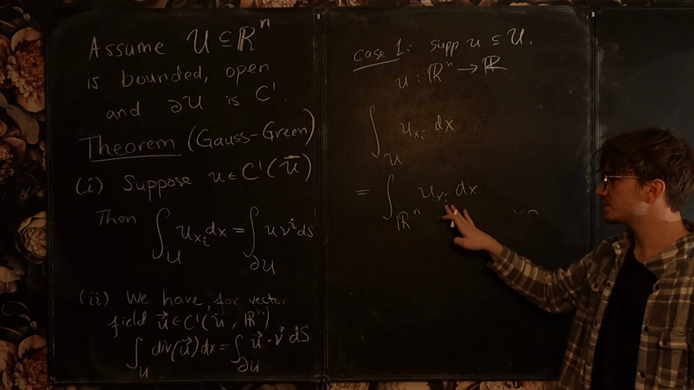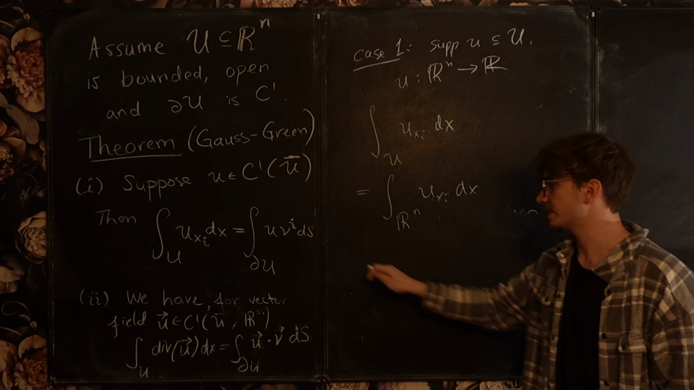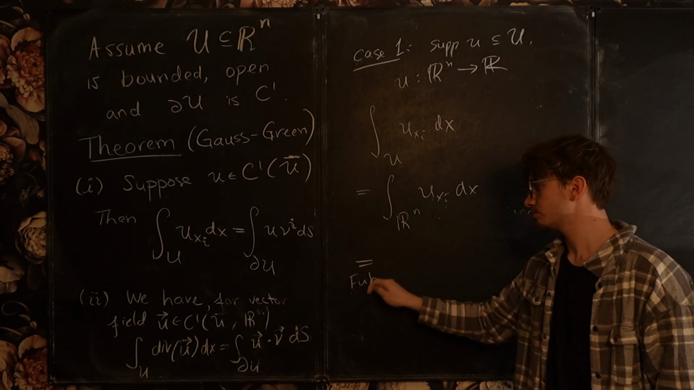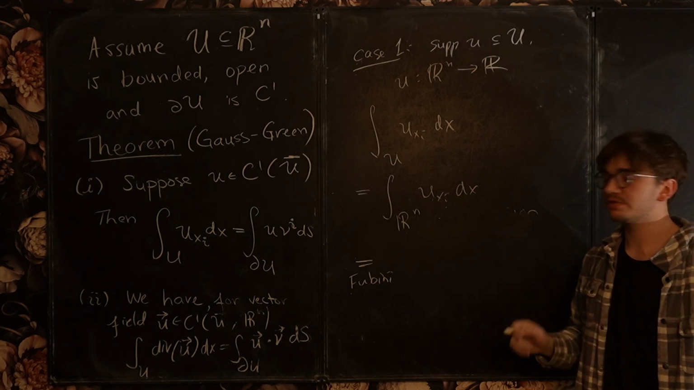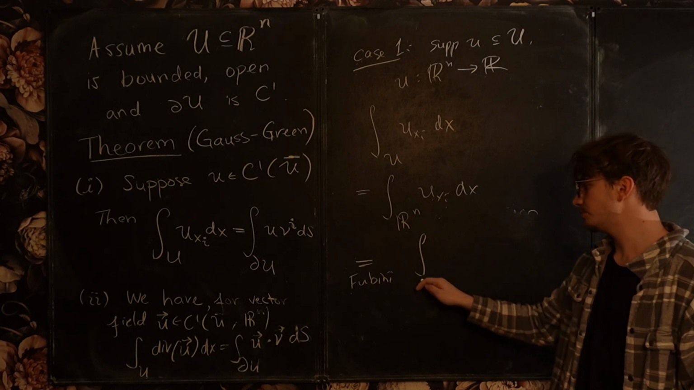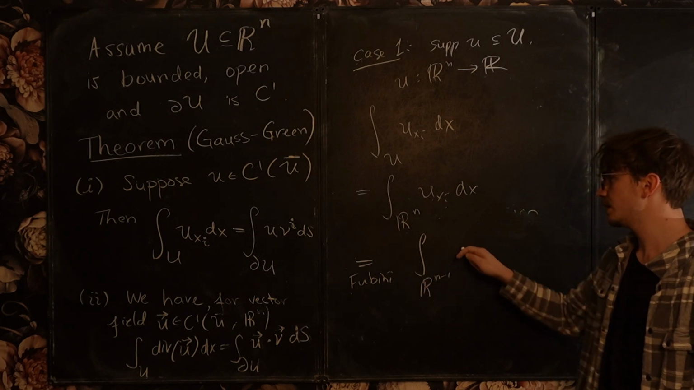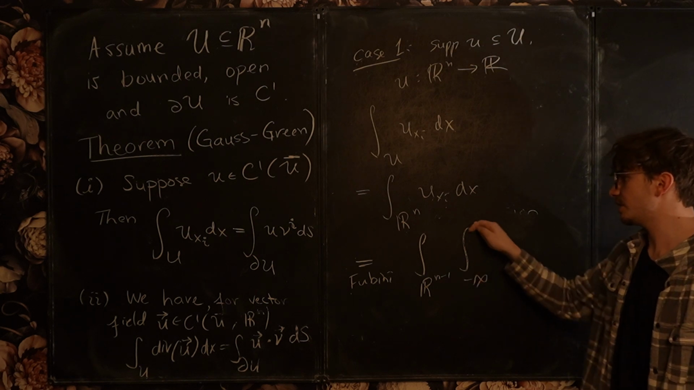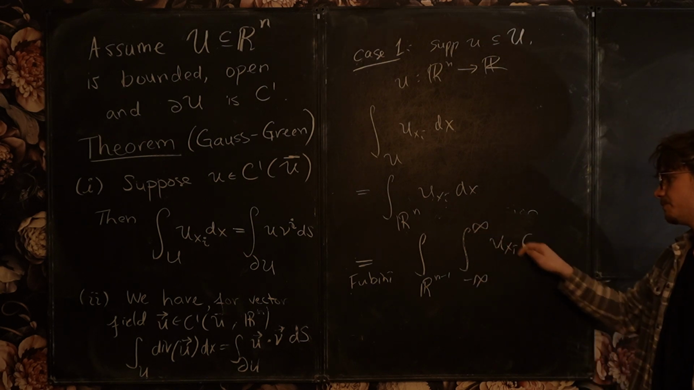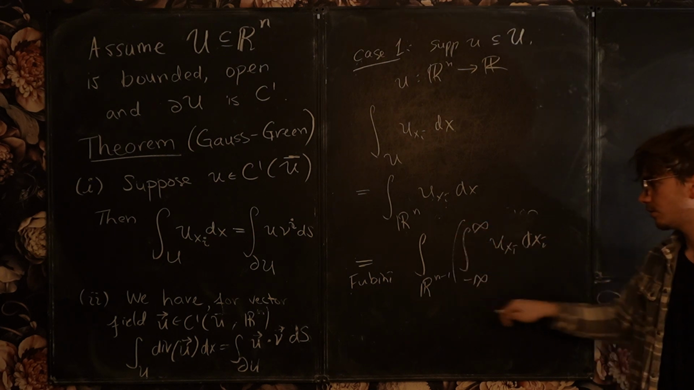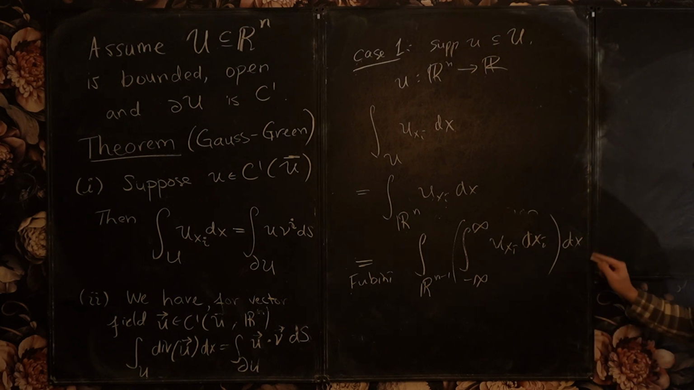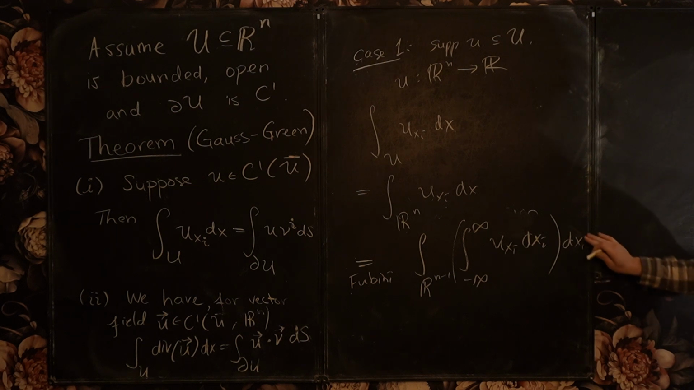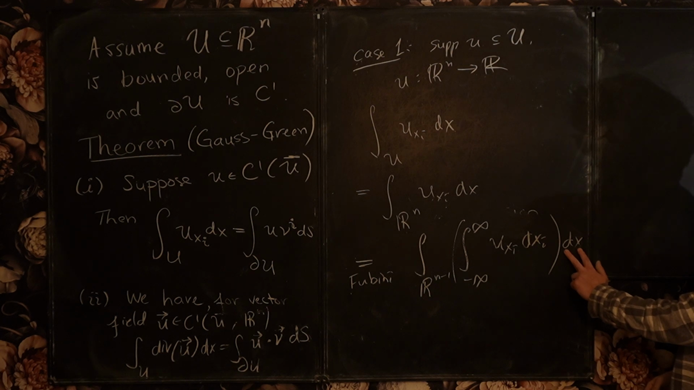And then if I look at just the x_i component of this integral, Fubini's theorem tells me that I can integrate with respect to one of the variables first. I have the integral over R^(n-1), and then the integral from negative infinity to infinity of u_{x_i} dx_i, and then dx.